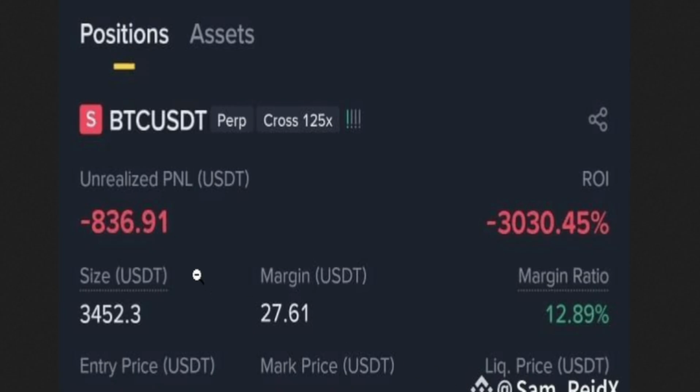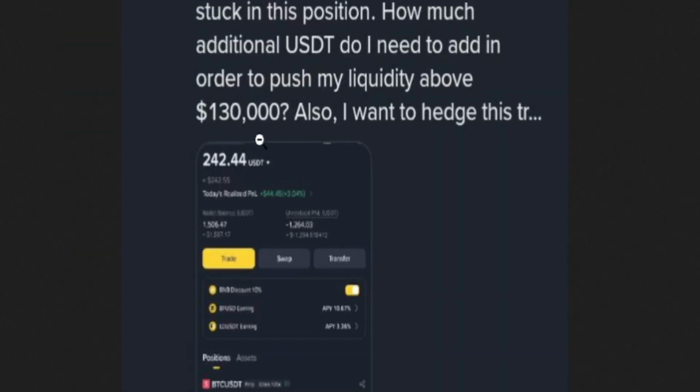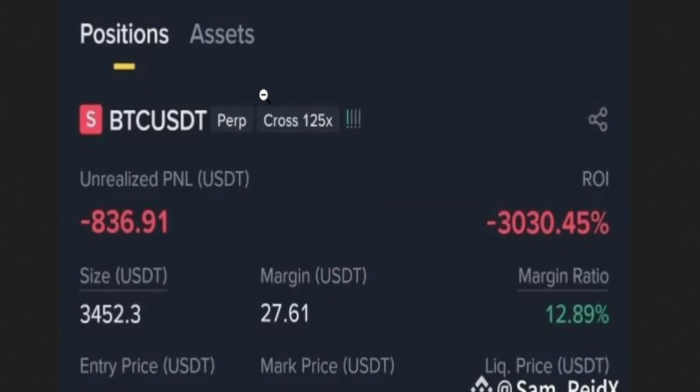And guess what, guys? The more BTC continues to go up, the more this liquidation price will continue to change, because the money in his account is being exhausted. Now, what this person is looking for is expert advice. And guess what? He or she entered this trade with just $27. And guess how much this person is losing right now? $836. Why? Because this person is using cross margin, so all the money in his futures account is being drained for just entering this trade with $27.